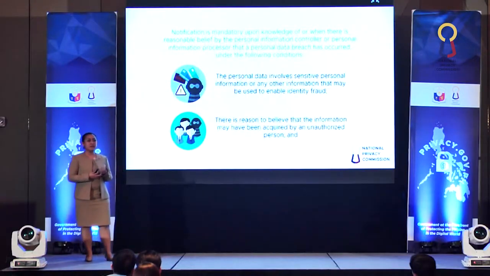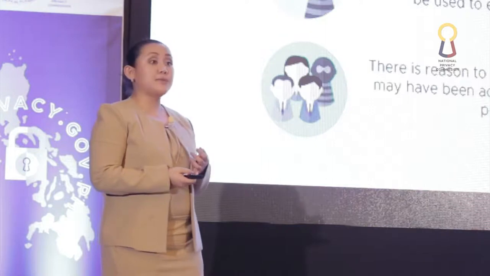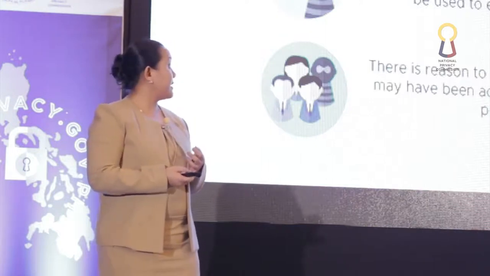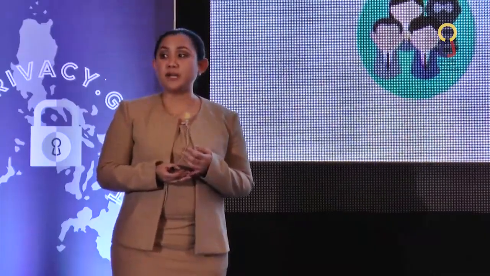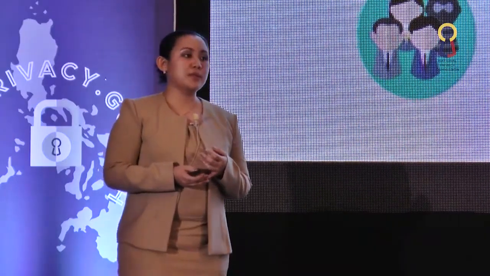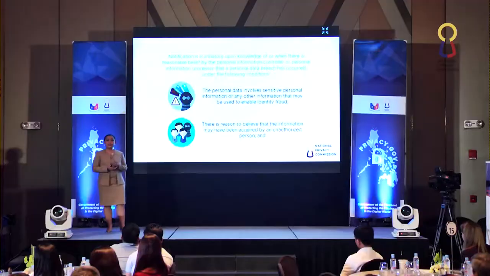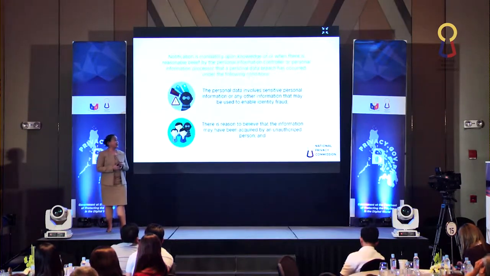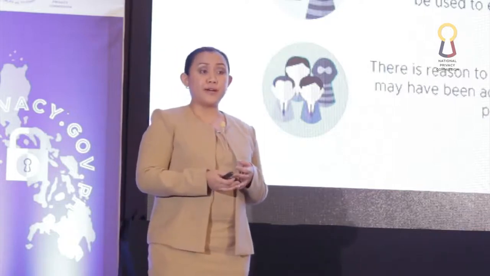It involves personal data which may be sensitive personal information or other information that may be used to enable identity fraud. So what are other information that may be used to enable identity fraud? This includes your unique identifiers such as your social security number, your tax identification number, usernames, passwords, other login data. Another condition is there is reason to believe that the information was acquired by a person not authorized.